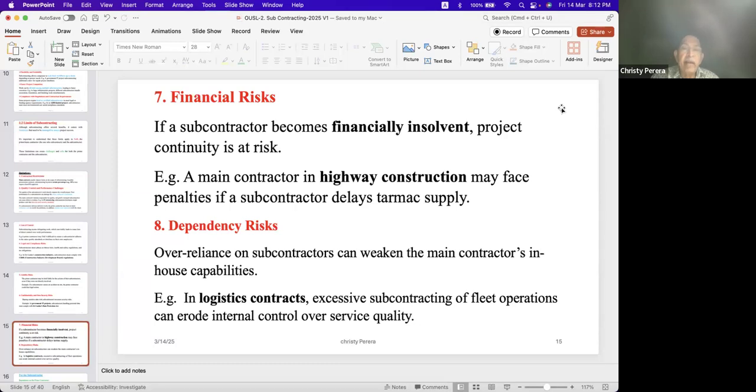Over-reliance on subcontractors can weaken the main contractor's in-house capabilities. Over-reliance. Sometimes in logistics contracts, excessive subcontracting of fleet operations can erode internal control over service quality, mainly happening in logistics contracts.